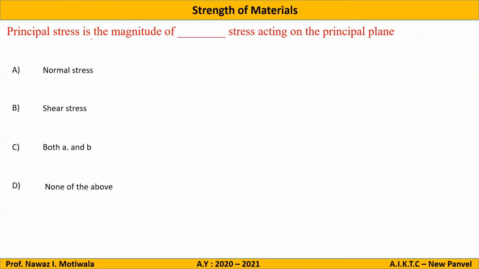It says, principal stress is the magnitude of dash stresses acting on a principal plane. By the definition of principal stress, it is a plane at which shear stress is zero. That means there are only normal stresses, so there is no question of shear stress coming into the picture. So this option is ruled out. This one, both A and B, is also ruled out. So the only option is normal stresses. So the answer is option A.